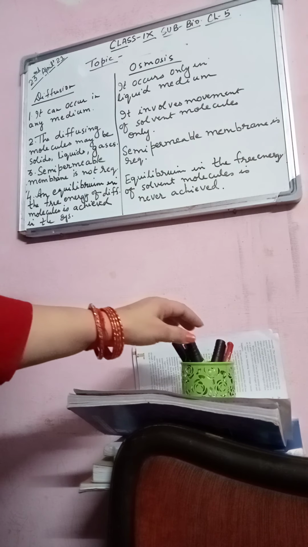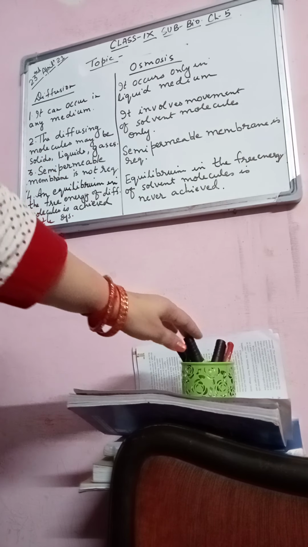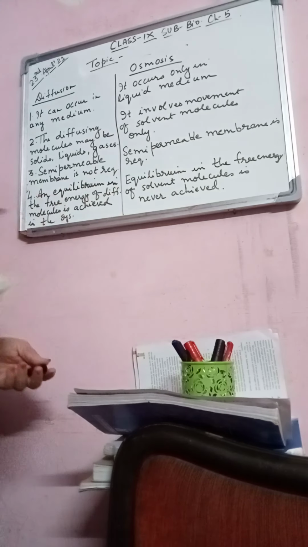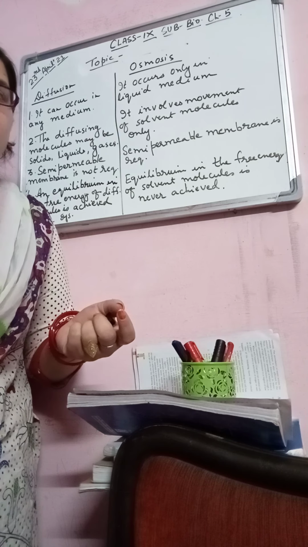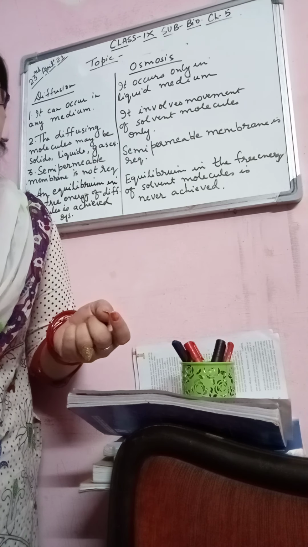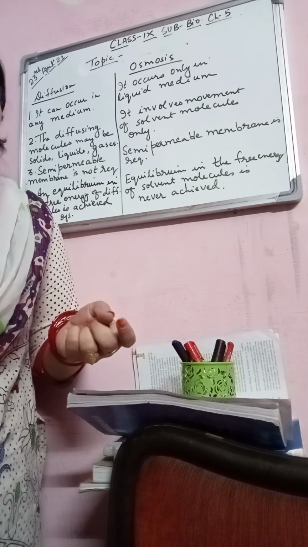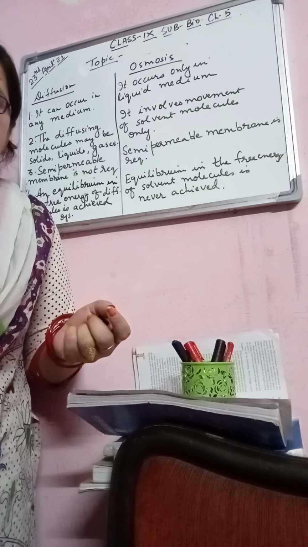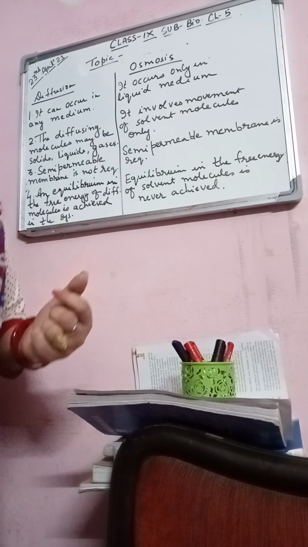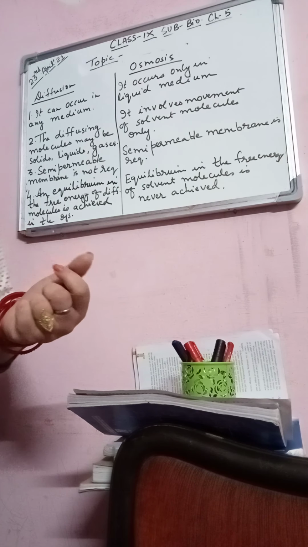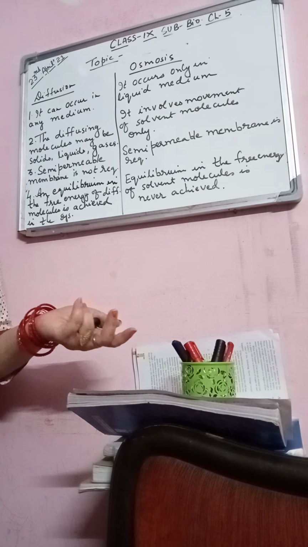And in the previous lecture we have studied about the types of solutions when a plant cell or an animal cell is kept in a salt or a sugar solution. Then there are three types of solutions: hypotonic, isotonic and hypertonic, right? These we have discussed there, and again I am repeating, just revise that.